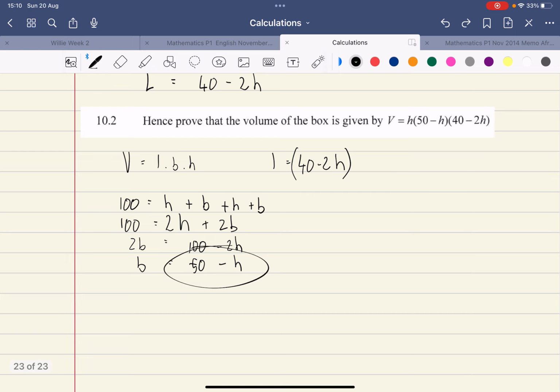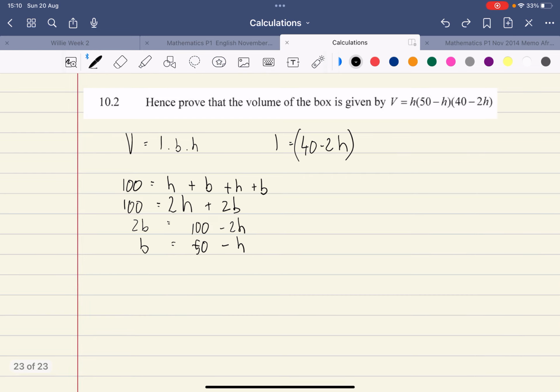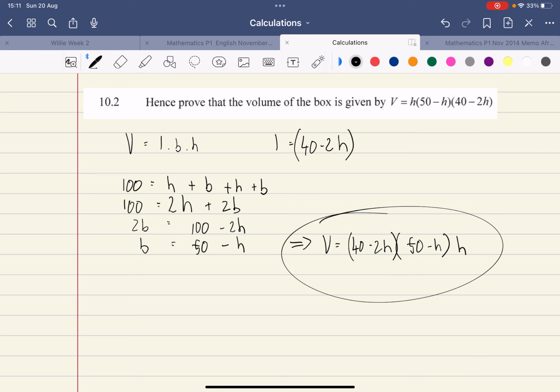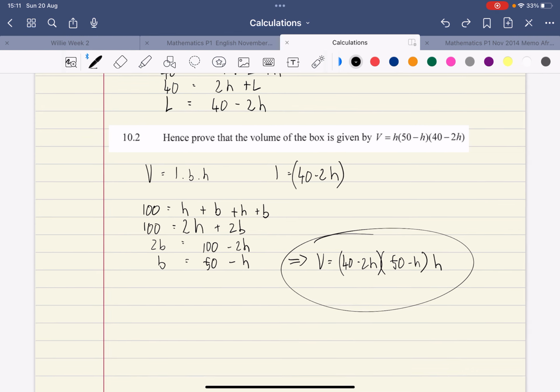So let's put that all together. Hence, the volume of our box would be (40 minus 2H) times (50 minus H) times H. And you'll notice that is exactly what they have told us to show the answer is: H times (50 minus H) times (40 minus 2H). And that is all we had to do here.